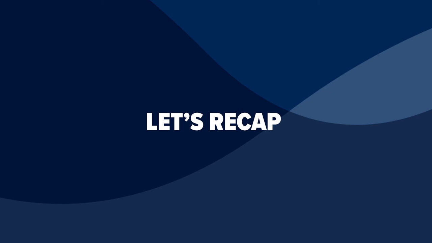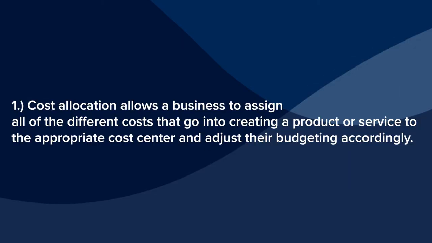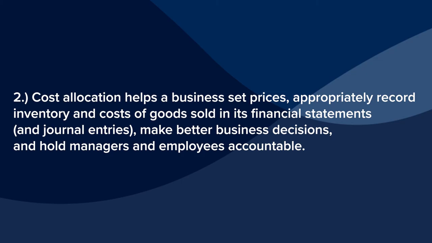Let's recap. Now let's review what we learned about cost allocation. Number 1, cost allocation allows a business to assign all of the different costs that go into creating a product or service to the appropriate cost center and adjust their budgeting accordingly. Number 2, cost allocation helps a business set prices, appropriately record inventory and costs of goods sold in its financial statements and journal entries, make better business decisions, and hold managers and employees accountable.